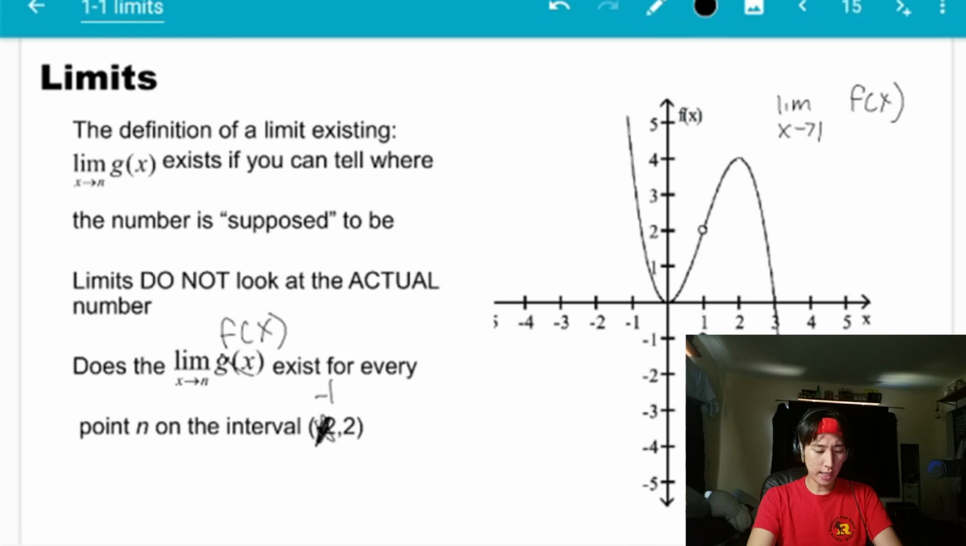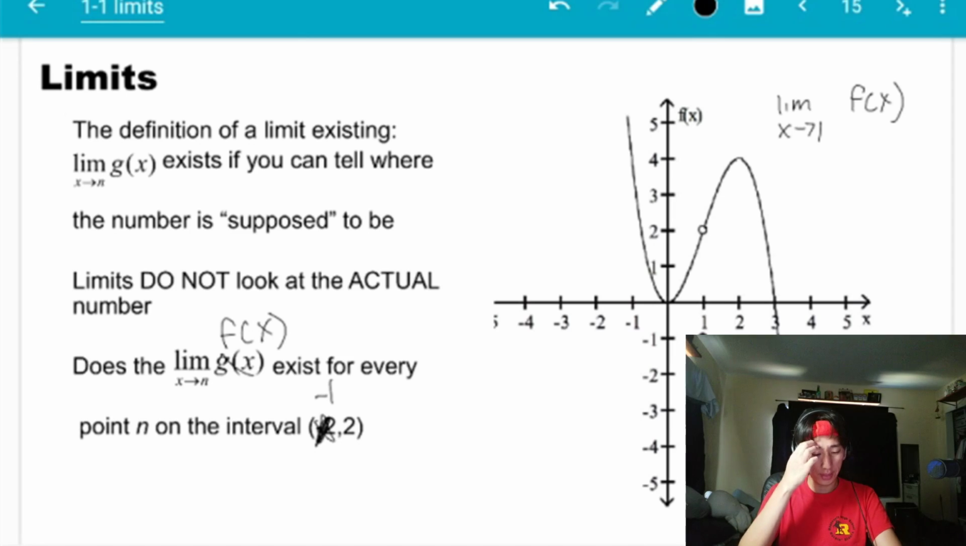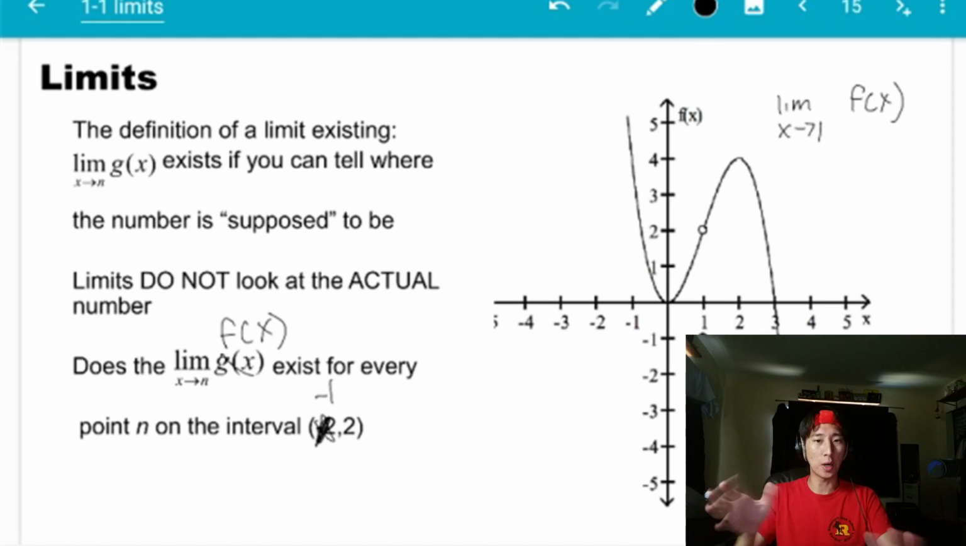No, it's not saying is the limit the same. It says does the limit exist, meaning can I find the limit as x approaches 0, or 0.1, or 1.5? Remember, all of this is saying what's the limit and does the limit exist, and if so, what's the limit? Make sense?